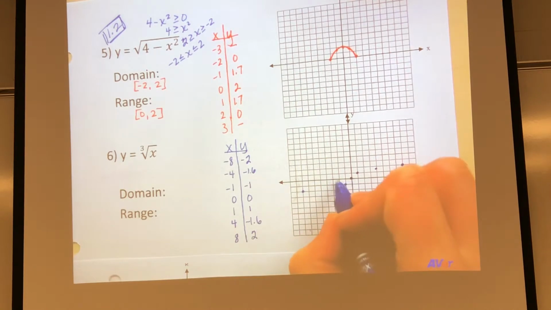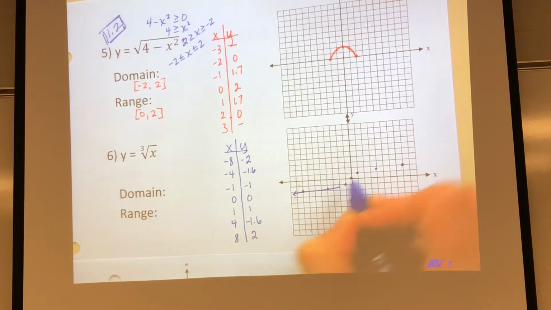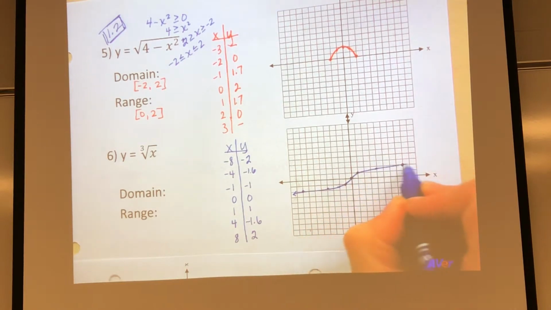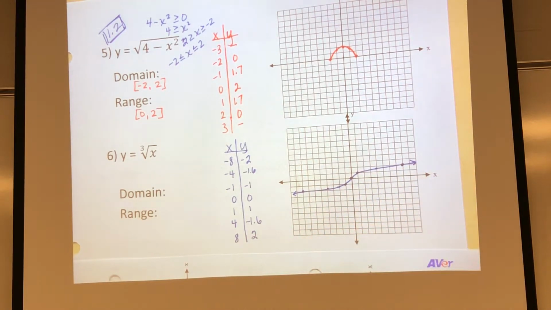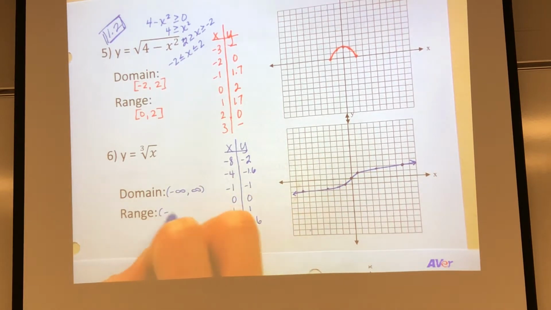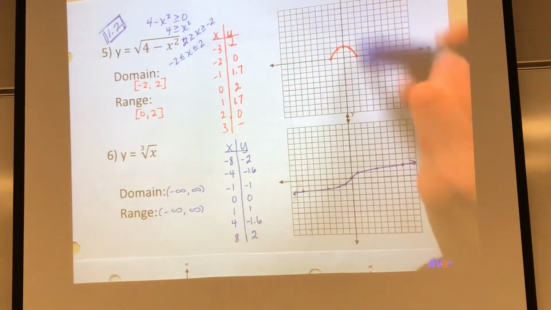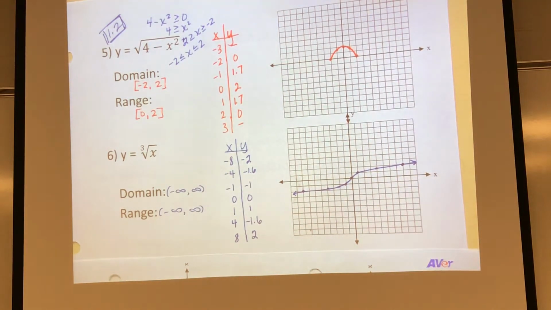Once you plot all your values, you get a sideways cubic, which kind of looks like a little S curve. I call this the Egyptian. The domain is all real numbers like other cubics, and so is the range. So even though this is a cube root, it has the same domain and range as a cubic. And both of these, both 5 and 6, are functions, because if we draw a vertical line test, neither one would have a vertical line going through more than one point.